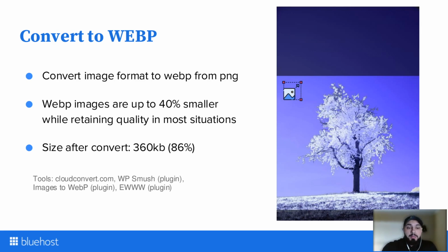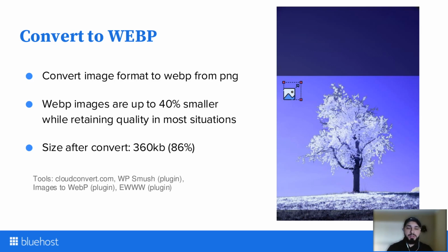So WebP images also are up to 40% smaller while retaining the same exact quality in most situations when converting them from PNG, JPEG, or whatever other format. And we can see that after we converted that image from PNG to WebP, the size went down by 86%. So now we're looking at 360 kilobytes.